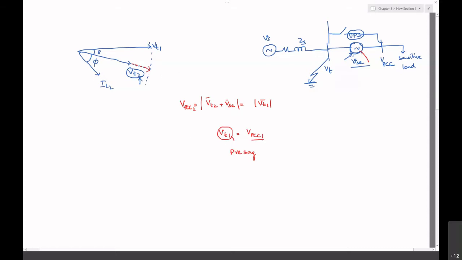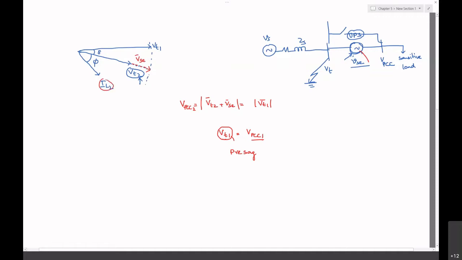Now we are looking at the power calculations. When your series device is correcting the voltage to the nominal value, what are the power variations? This is the voltage which is added by your series device, VSC, which corrects the voltage at the point of common coupling. Now what happened to IL2? This is the current which I have given.